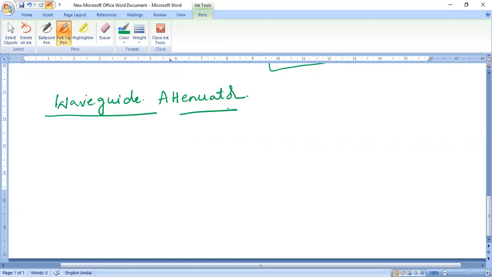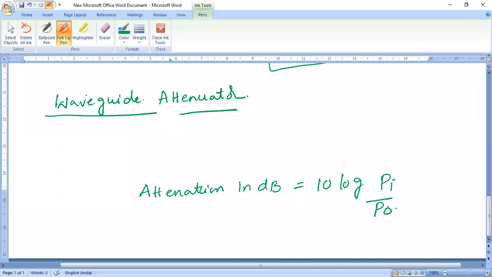So how to measure attenuation? Attenuation in dB can be measured as equal to 10 log of Pi by P naught. What is Pi and what is P naught?